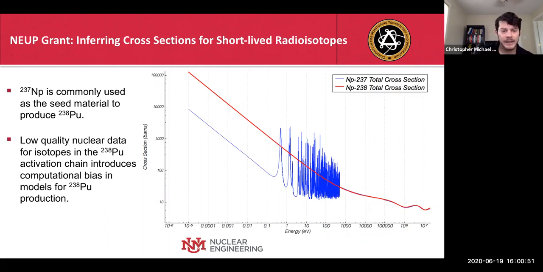So that actually introduces a lot of uncertainty in the HIFR plutonium-238 production calculations, more so in the heat generation actually, which is the limiting constraint when you produce plutonium-238. It generates a lot of heat.